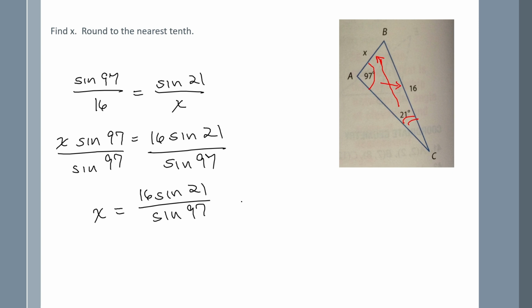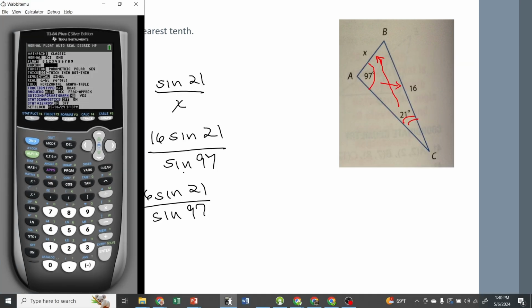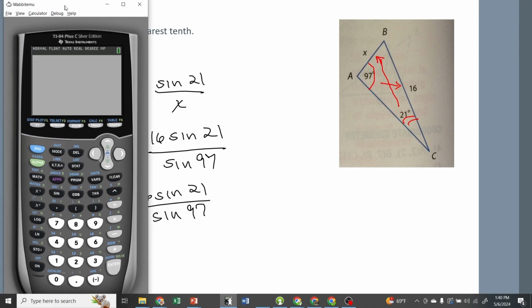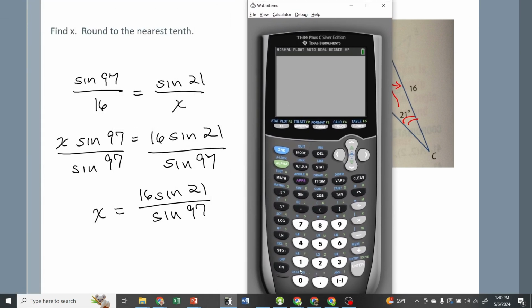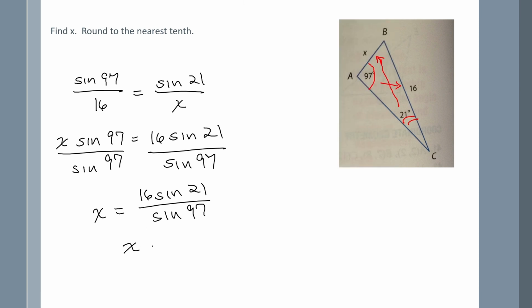So we'll take my calculator here and plug it directly in. 16 sine of 21 divided by sine of 97, and we hit enter and we get 5.77. So this x would be approximately 5.8.